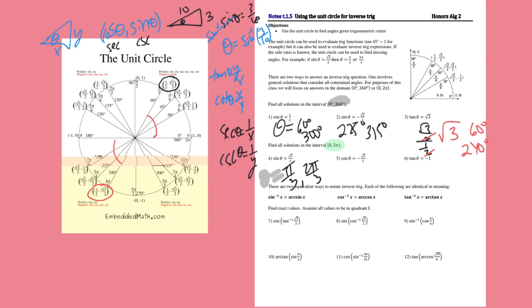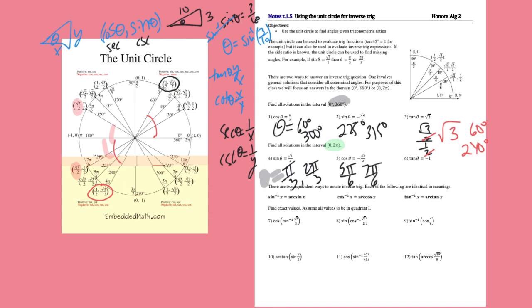Okay, so the cosine, the x-coordinate, to be negative square root of 3 over 2. Negative square root of 3 over 2 looks like it's going to happen here and right here. So 150 degrees and also 210 degrees, but they want it in radians. So let's do this in radian measure. So it'd be 5 pi over 6, and then also 7 pi over 6.